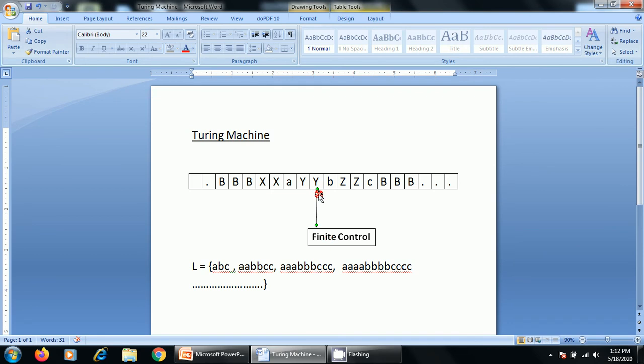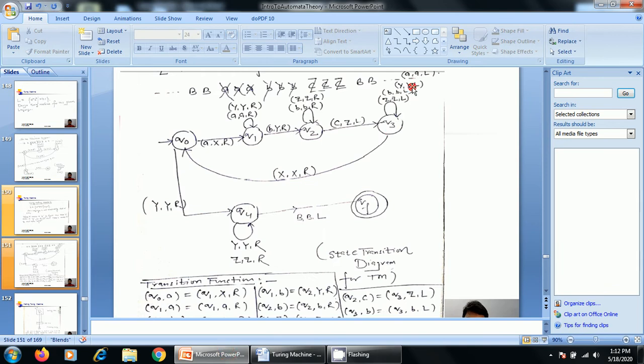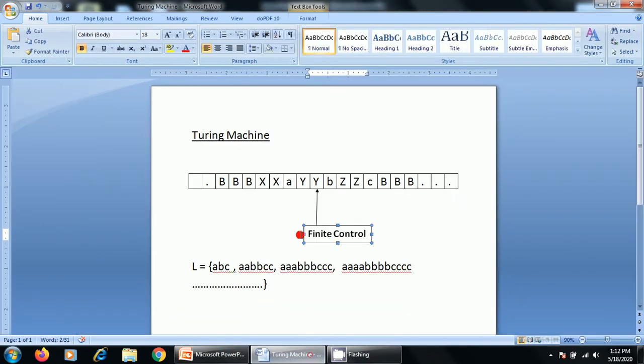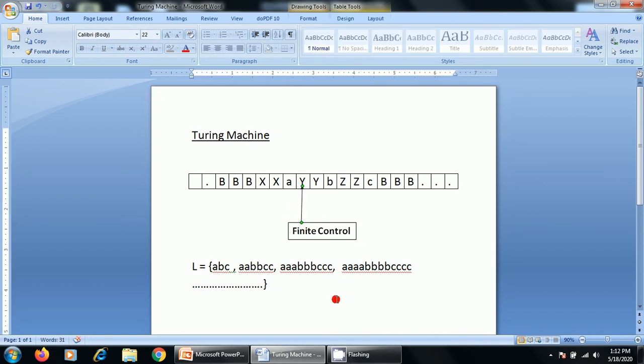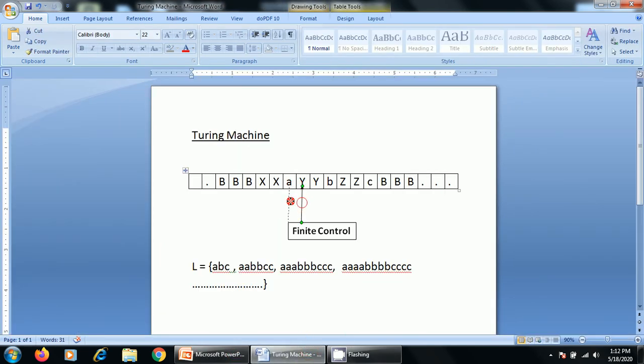Okay. If there is a Y, then keep it Y and move left. That is why I am writing, if Y, keep it Y and move left. Again, there may be a number of Y, number of A, number of B. That is why there is a loop. If Y, keep it Y and move left.